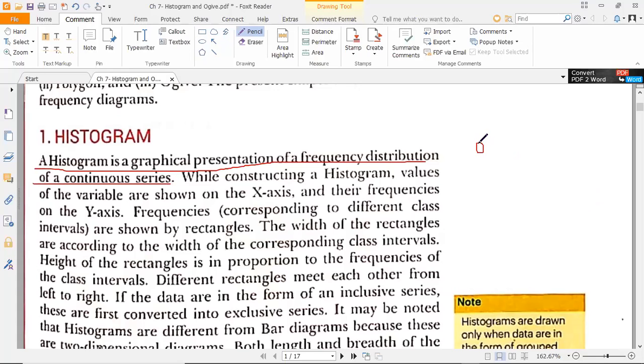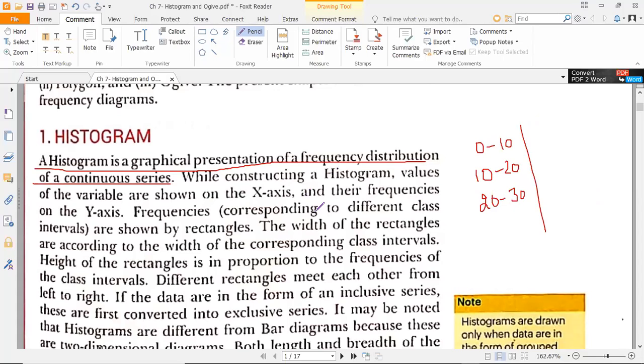The continuous series is the one in which we have got class intervals like this: 0 to 10, 10 to 20, 20 to 30, and so on. And we have got frequencies against these class intervals. So whenever we are having continuous class intervals, we will be making a histogram.